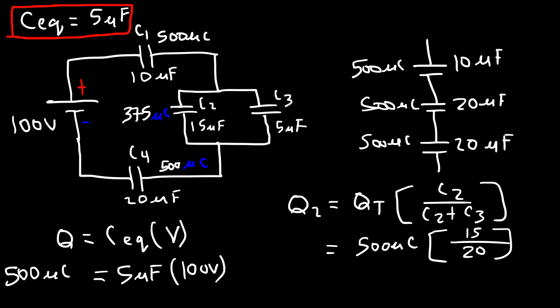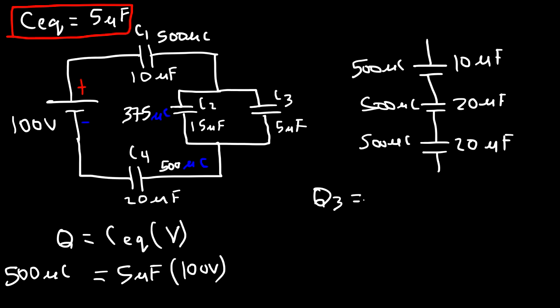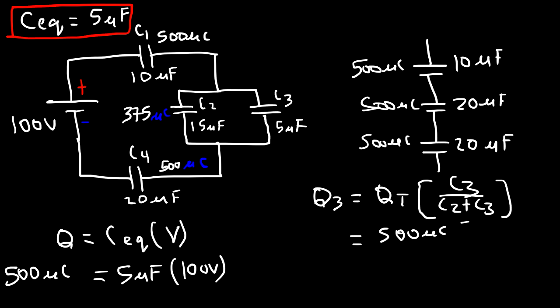Now to calculate it on C3, we're just going to use a different variation of that formula. So Q3 is equal to the total charge for that network times C3 divided by C2 plus C3. So that's 500 microcoulombs times C3, which is 5. C2 plus C3 is 20. So it's 500 times 5 over 20. So then C3 has a charge of 125 microcoulombs.